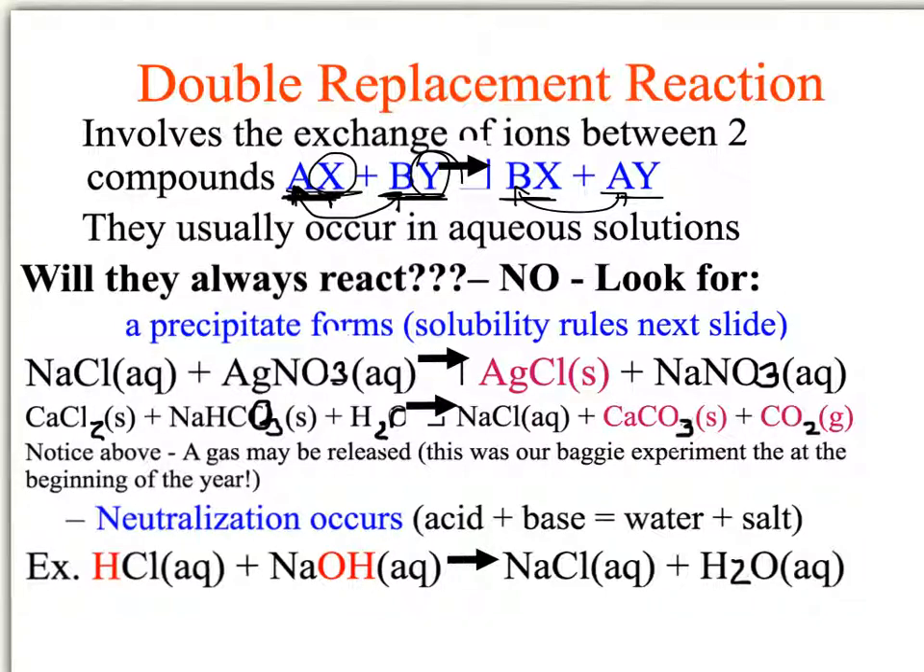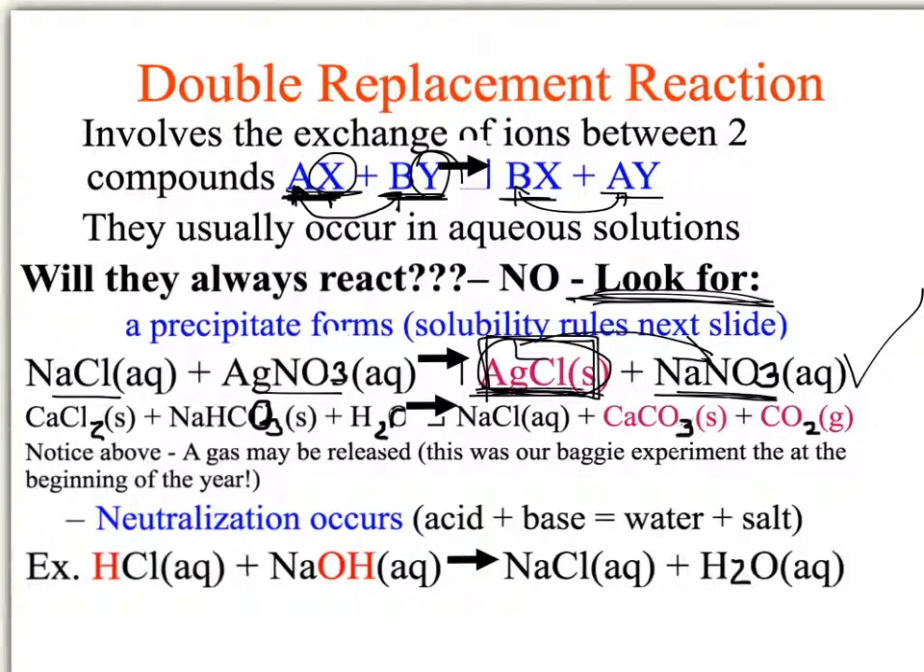Again, just like with the single replacement reaction, just because you mix two things together doesn't mean they're going to react. And there are some rules that you can look for to decide. One of the rules is that if, when they react and switch places, one of the products would be a solid or a precipitate, that will push the reaction to occur. So for example, sodium chloride and silver nitrate, if you switch the sodium and the silver, you get silver chloride and sodium nitrate. Silver chloride happens to be a solid, and that means this reaction would happen, because the fact that it makes a precipitate would drive the reaction.